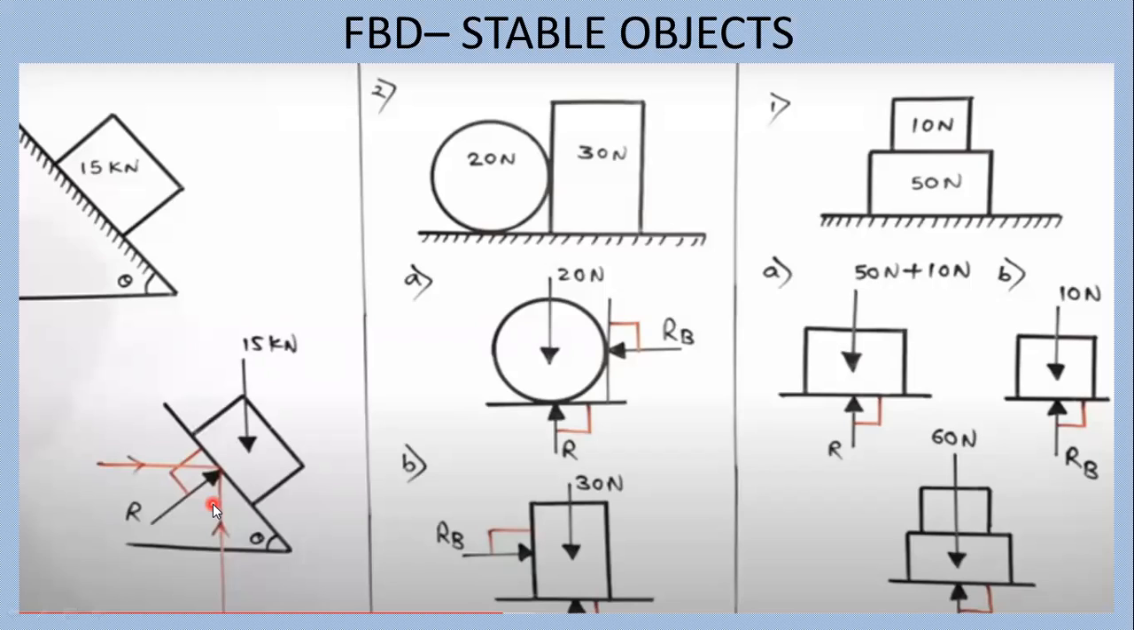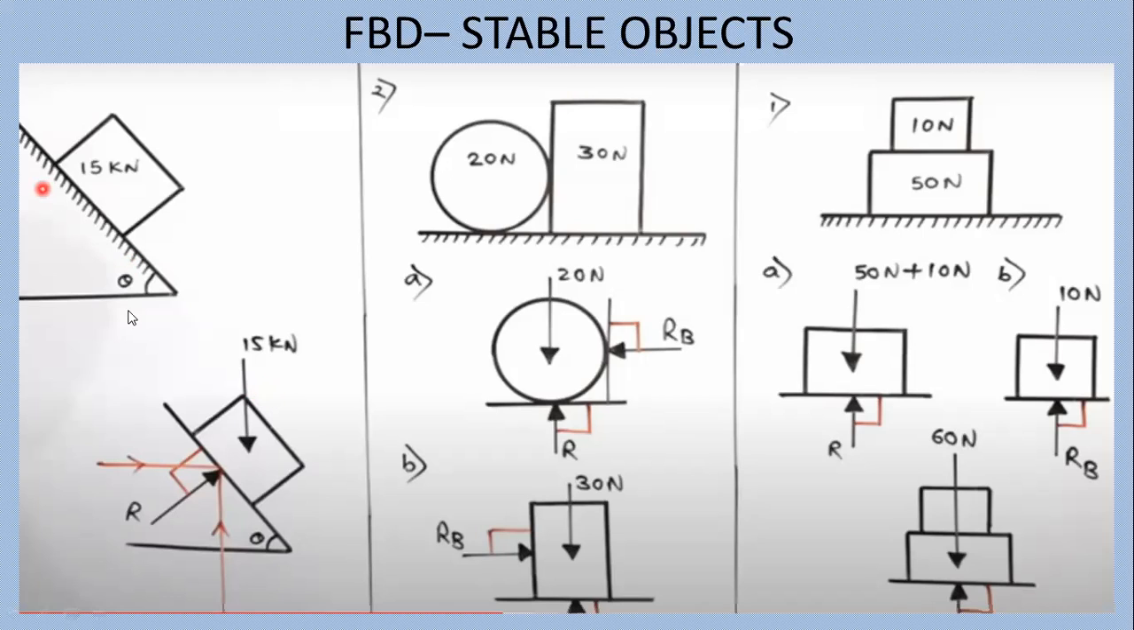Okay. While you try to solve any numerical, you have to explain what are the forces acting on the body, and those forces can be diagrammatically explained by isolating that body from its surrounding. Okay, now this body is isolated from its surrounding, and only the forces acting on this body are shown. R is the reaction force, and 15 kilonewton is its own self weight. Okay, this is the thing.